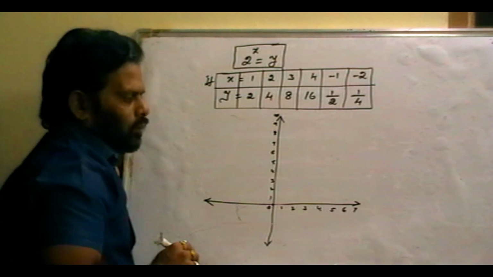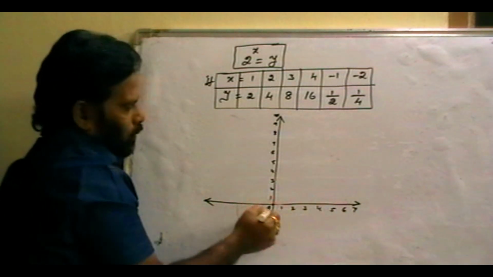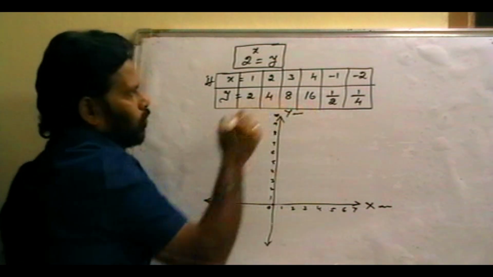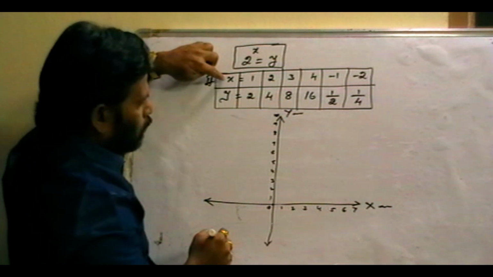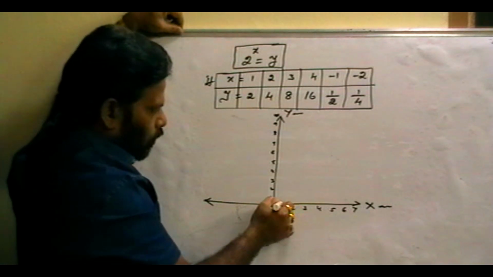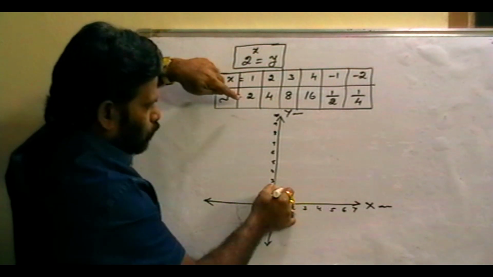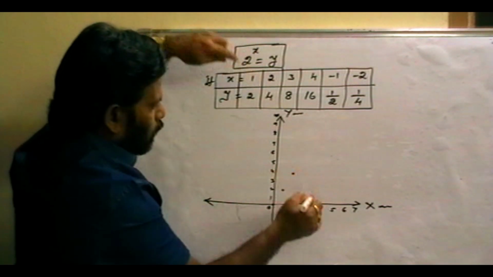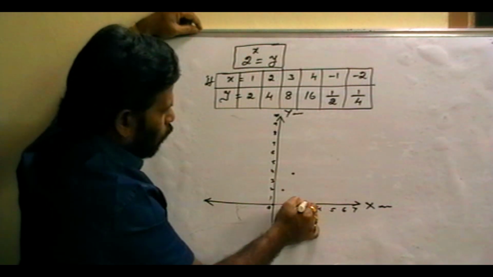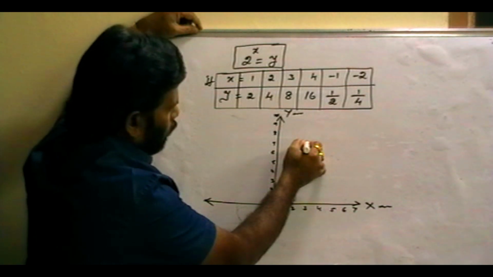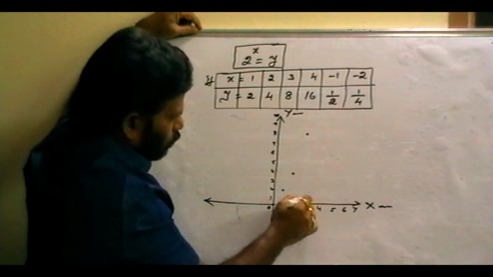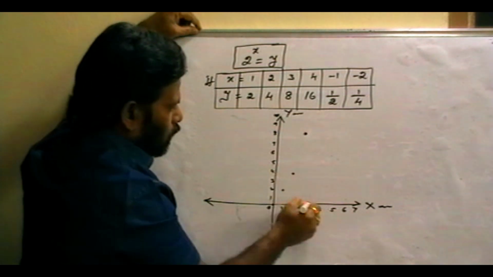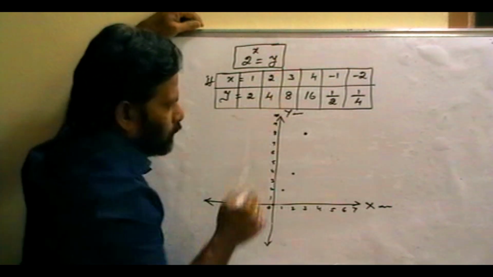See, here this is the x-axis and this is the y-axis. Now the value of x is equal to 1, the value of y is 2. X is equal to 2, y is equal to 4. If x is equal to 3, y is equal to 8. If x is equal to 4, y is equal to 16.